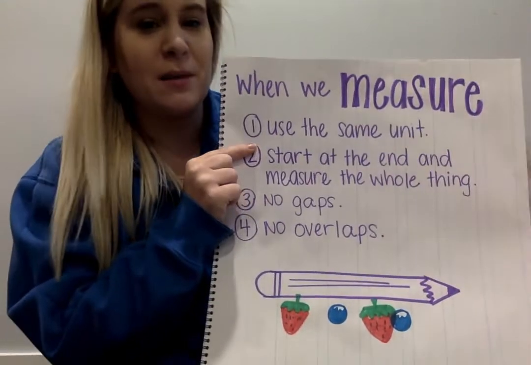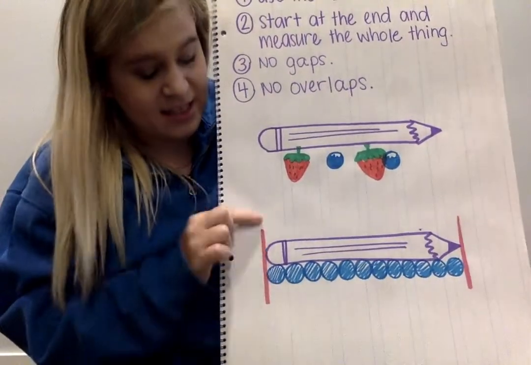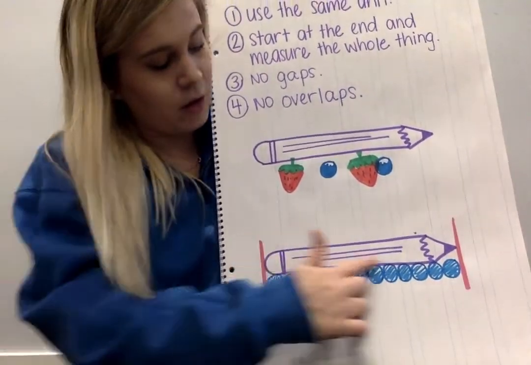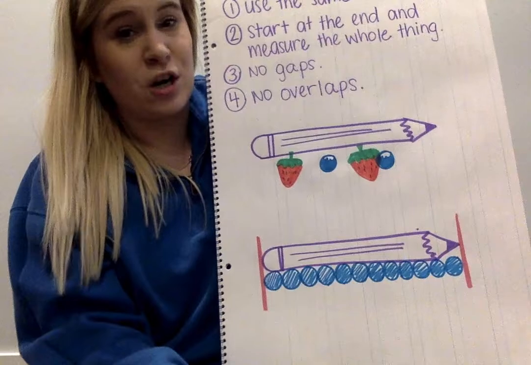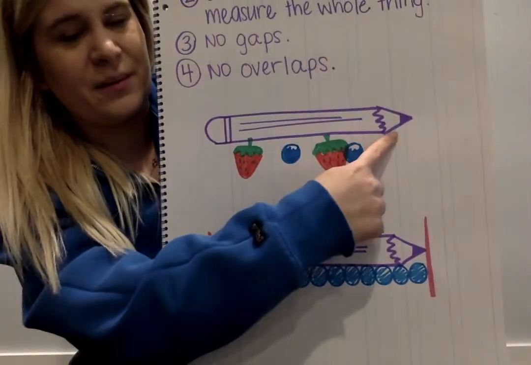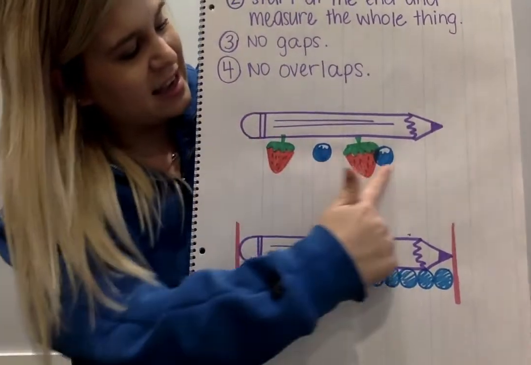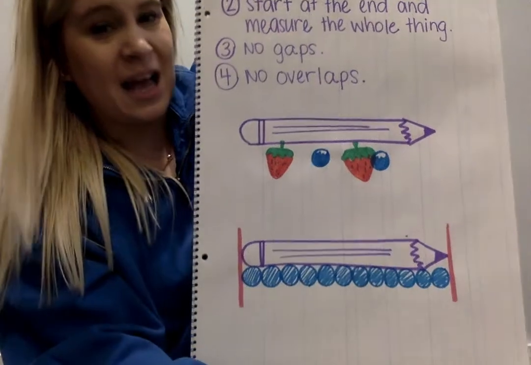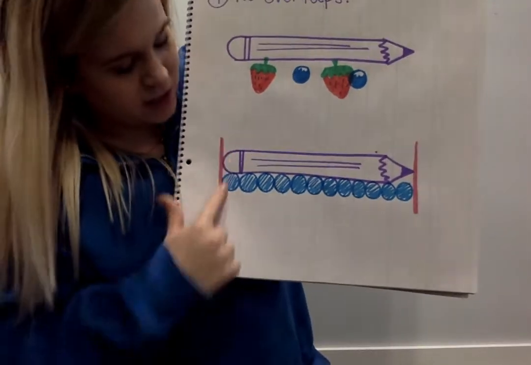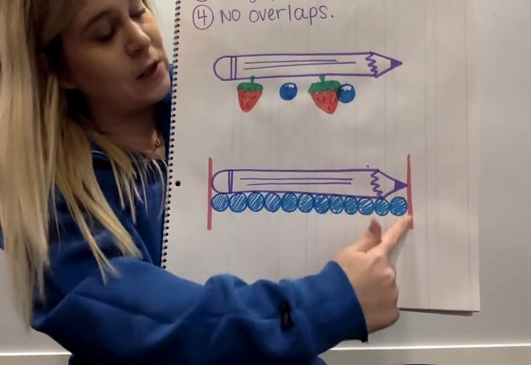Okay, we also want to make sure we start at the end of the object. And when I say the end, I mean like the side of it. I guess we should say we start at the beginning and we want to go all the way to the end. We want to measure across the whole thing. In this one, am I measuring across the whole thing? No, I didn't start where the object starts, and I didn't go all the way as long as the object goes. What about down here? Yeah, I started where the object starts, and then I went all the way across for as long as the object is.